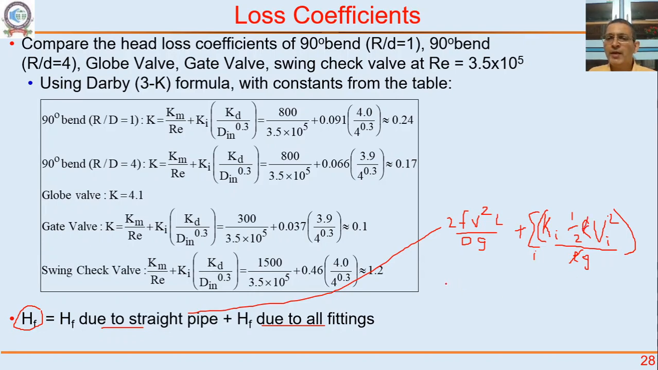Okay. Or we can define total length, L total if you want, as the length of the straight pipe plus the equivalent length of the fitting, of the ith fitting. And so we need to add this all up for all the fittings that we have. I have 10 fittings, I need to have the equivalent length for all fittings, add them all up, add it to the straight portion of the pipe, and we will get the total length. And then this total length we can use in this formula. So then we will use just 2f v square L total by D g.